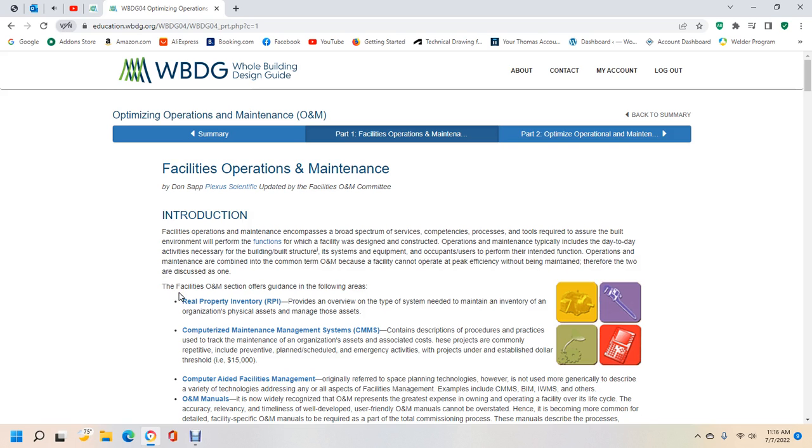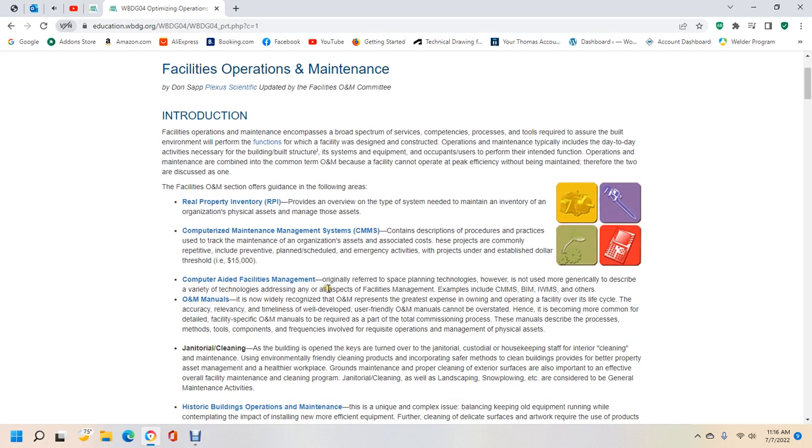Facility operation and maintenance offers guidance on the following. Real property inventory provides an overview of the type of system needed to maintain the inventory and an organizational physical asset to manage those assets. Computerized Maintenance Management System, or CMMS, contains descriptions, procedures, and practices for tracking maintenance organization assets, associated costs, services, and projects. These are commonly repetitive and include preventive plans and scheduled emergency activities, with projects under an established dollar threshold.